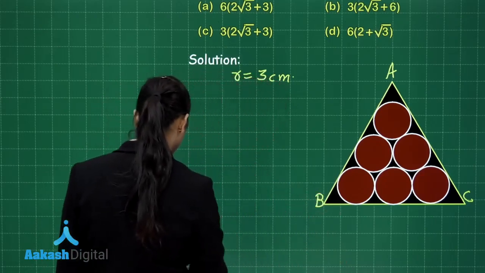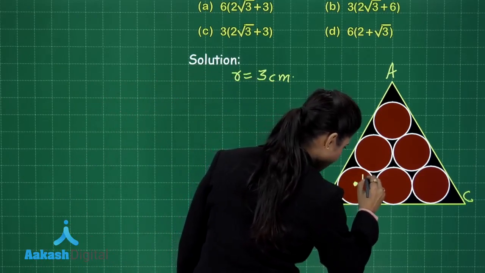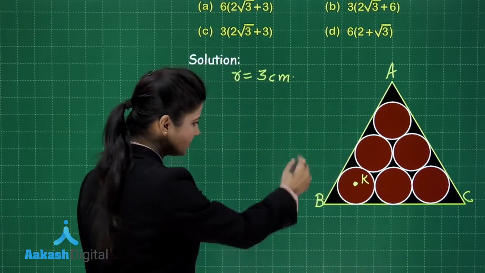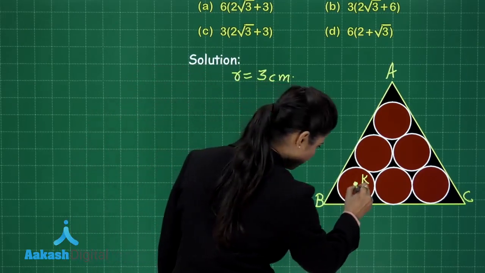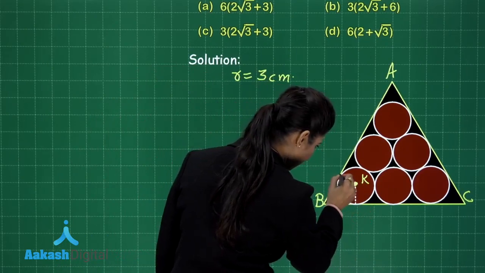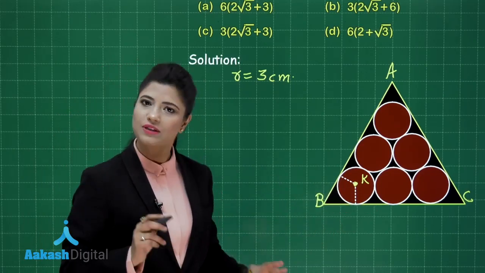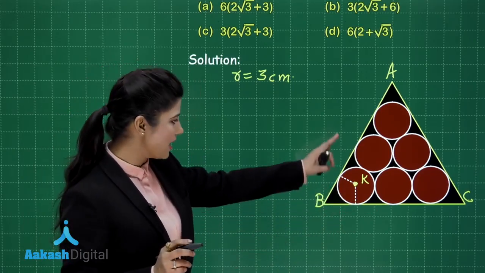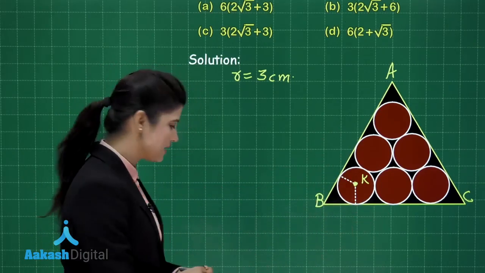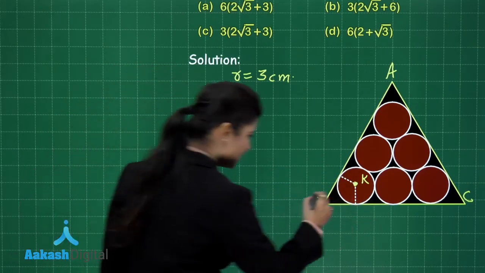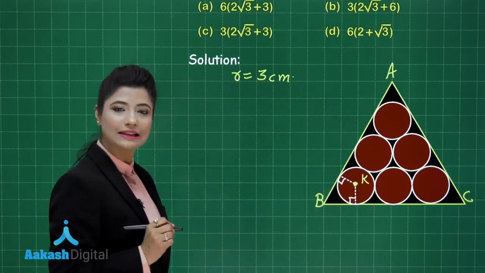Here if I mark the center of this circle, let's take the center of this circle as K, and it is clearly touching both the sides. Here it is clearly touching this side at this point and this side at this point. So we know that this circle is tangential to both the sides of the triangle, and when it is tangential then this radius will be definitely perpendicular to this side, isn't it? So here we have this radius perpendicular. This is a 90-degree angle, here also this is a 90-degree angle.